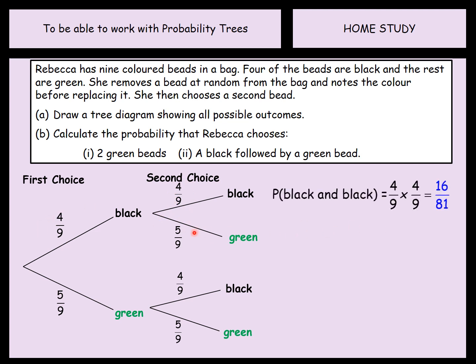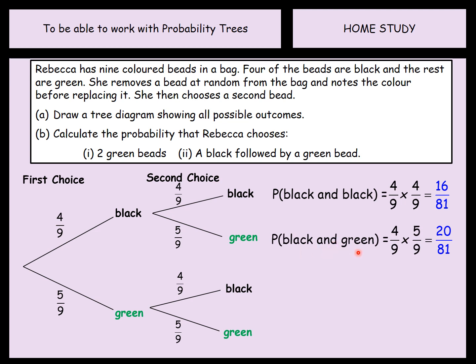Then, if we're looking down this branch, we've got the probability that it's black and the second one is black. Black and black. We need to be very precise with the language we're using here. Again, when we're talking about probability, and means to multiply the two things together. So and, we're multiplying.